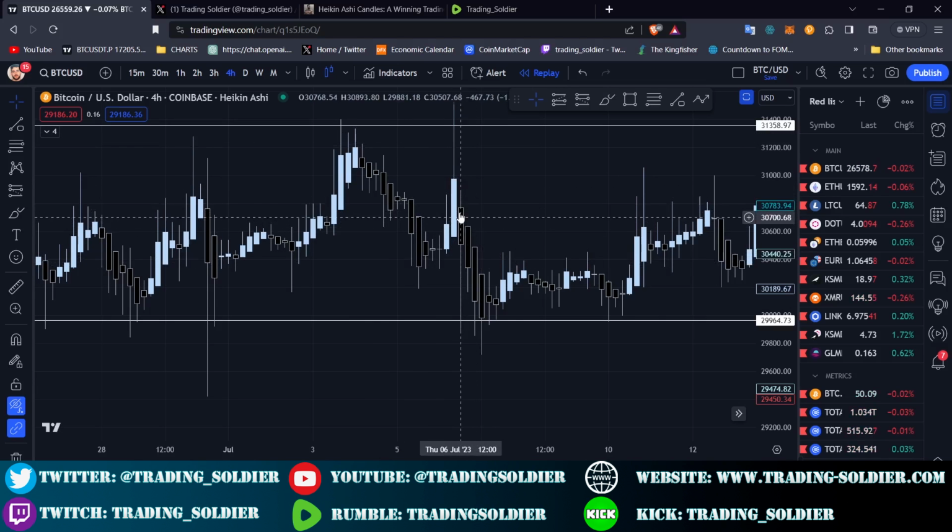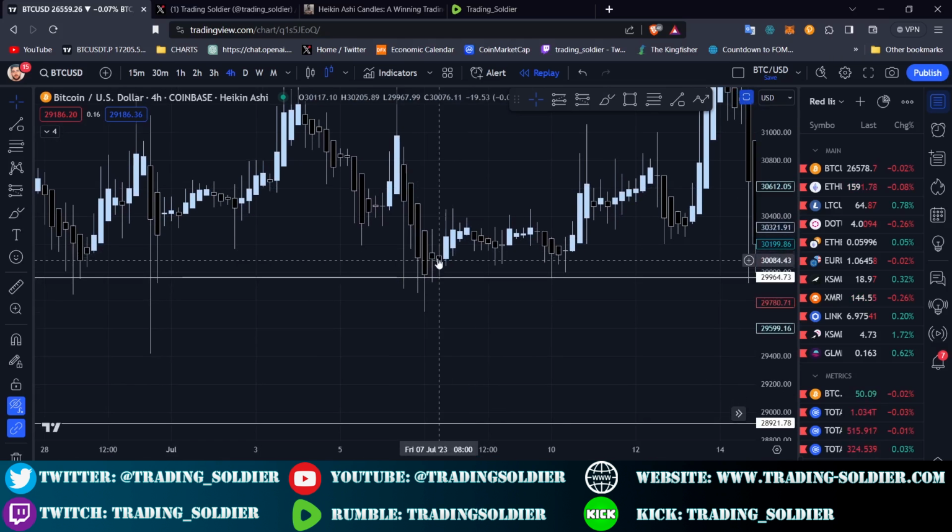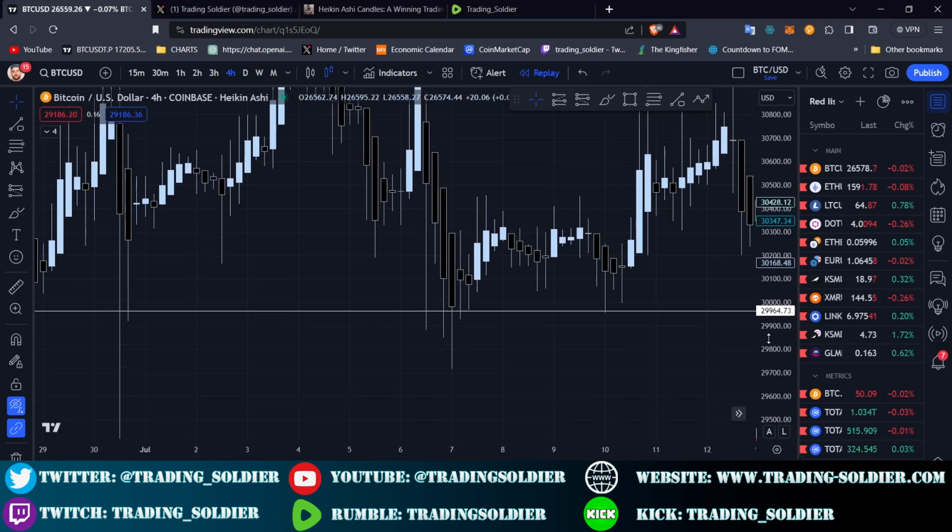Okay, here for example, it doesn't give us the pattern to enter, but here it gives us a little bit of signals of entering, okay? You want to see these candles in the Heikin-Ashi chart and think about a rejection to the opposite side.